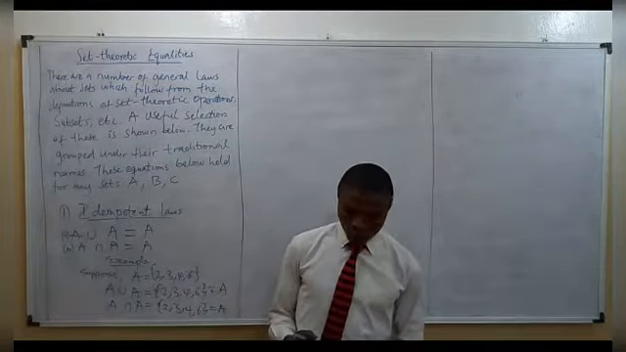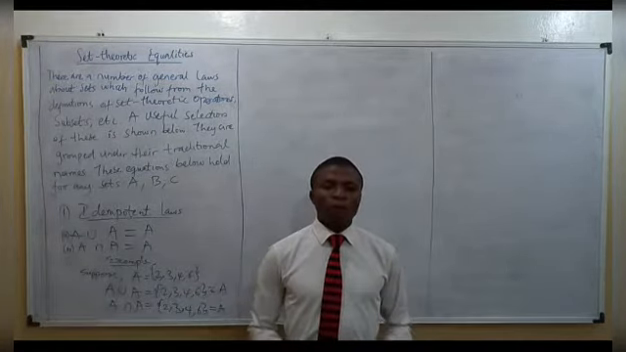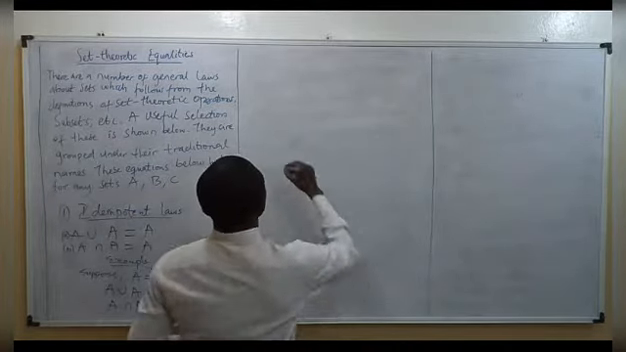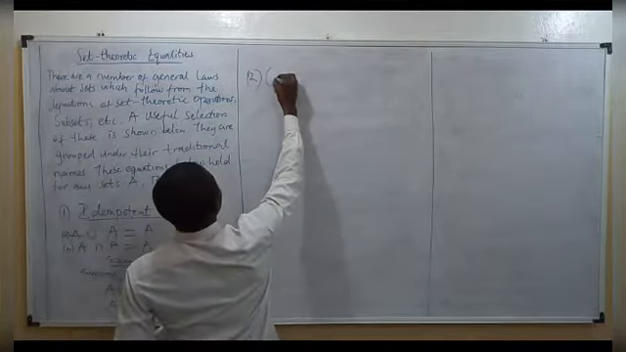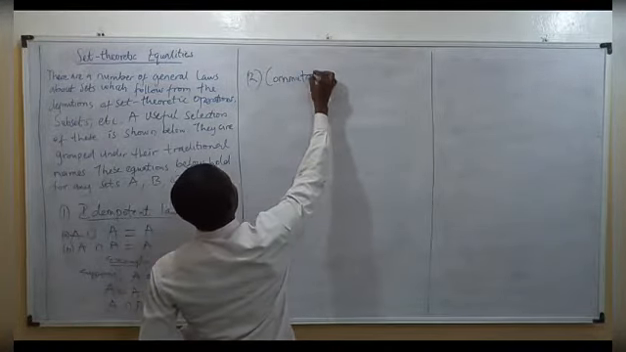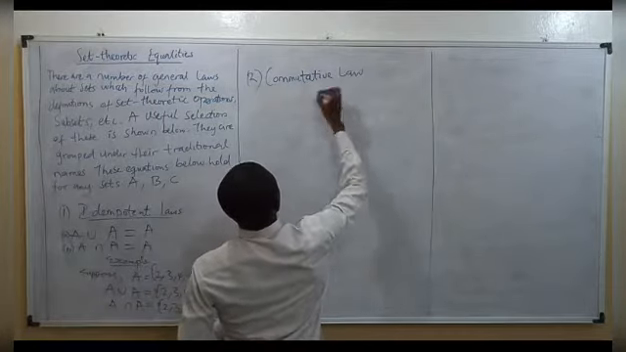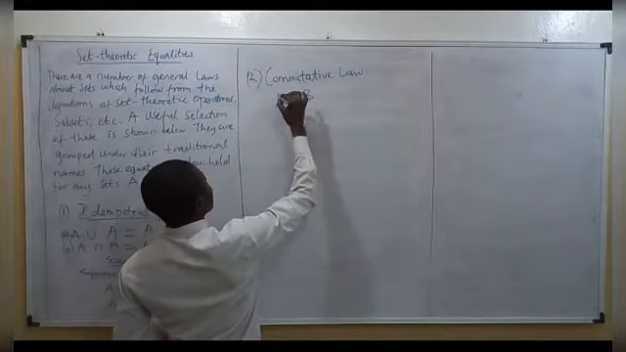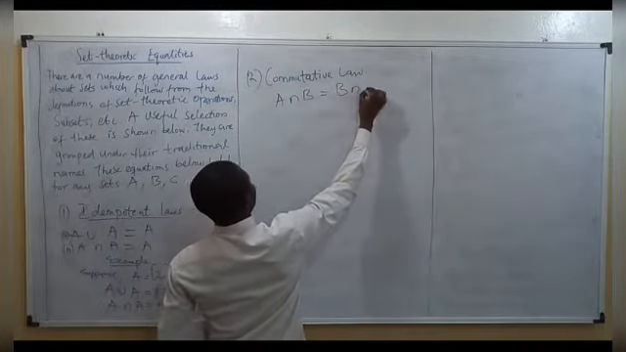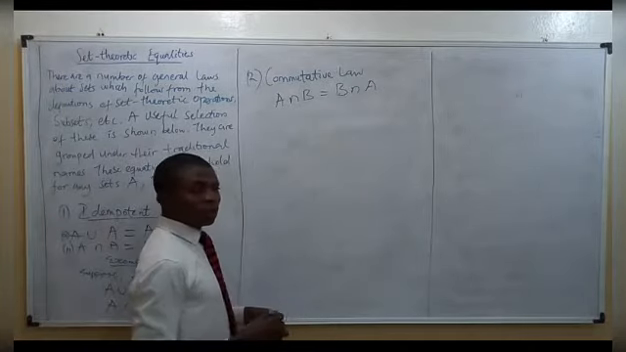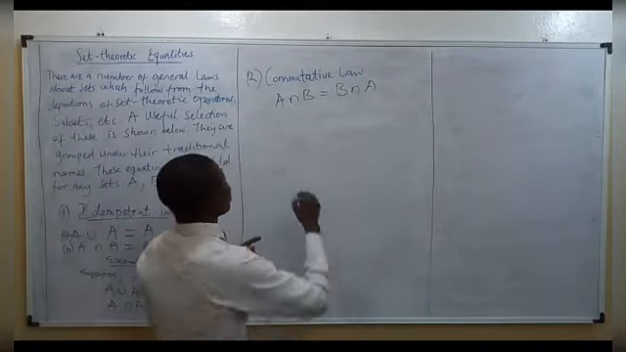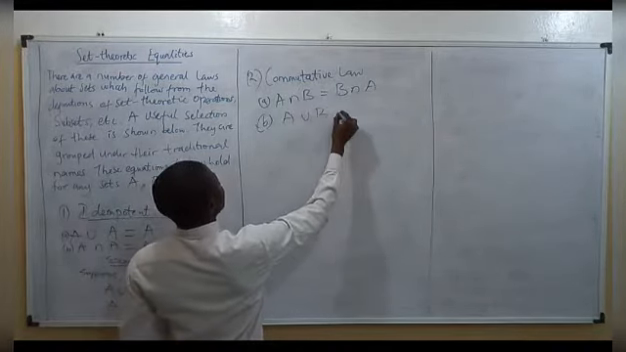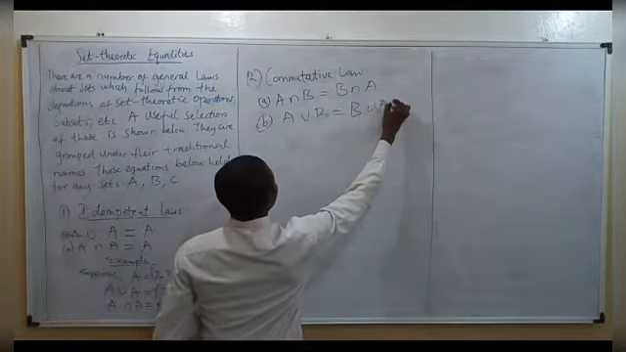Now, another law that we'll be talking about is the commutative law. The commutative law says A intersection B is equal to B intersection A. And A union B is also equal to B union A.